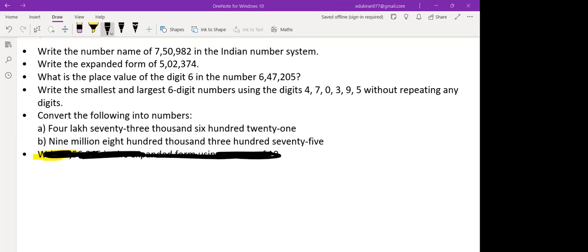Ma'am, I wrote for the largest digit, 9,75,403. Is that correct? It would be 9,75,430. Oh, ma'am, 403 is greater or 430 is greater? 430. Yes. Okay, and smallest would be 3,04,579. Yes, ma'am.